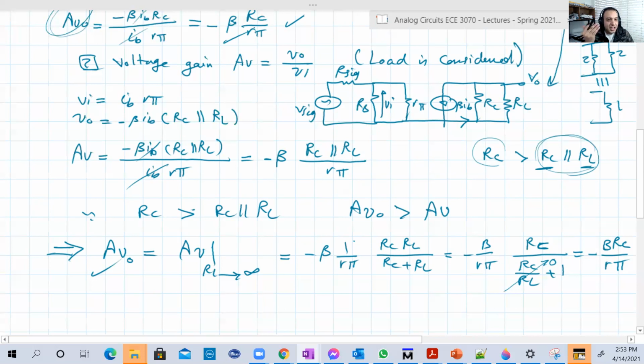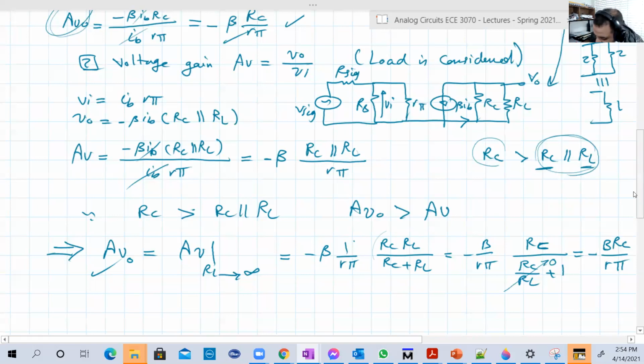And of course, if the load is zero, let's assume the load is just a short circuit, the voltage will be zero all the time, so there will be no gain. Just try it. If RL here is zero, Av will be zero. So the load affects the gain that you get from the circuit, basically.